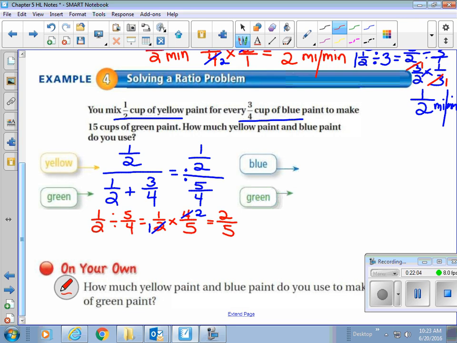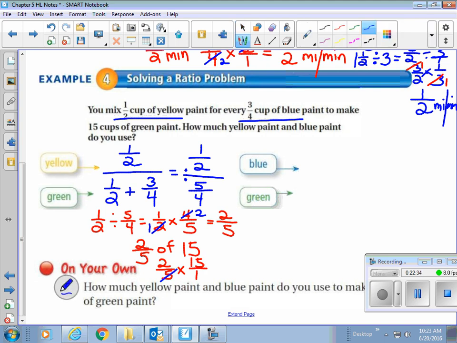Right? It says we're making 15 cups of green paint. So how many cups of yellow will I need for those 15 cups? I got to figure out, since yellow is 2/5, what is 2/5 of 15? We know that of in math means to multiply, so we're going to do 2/5 times 15. Put that over 1.